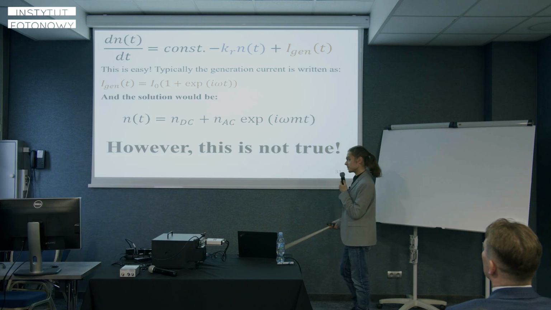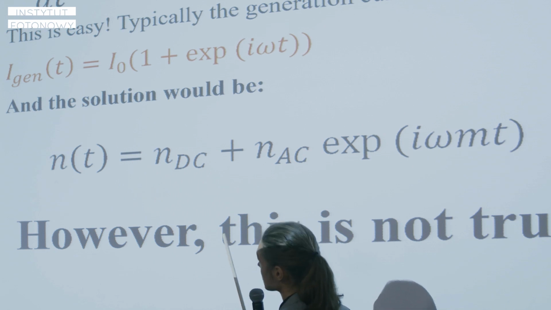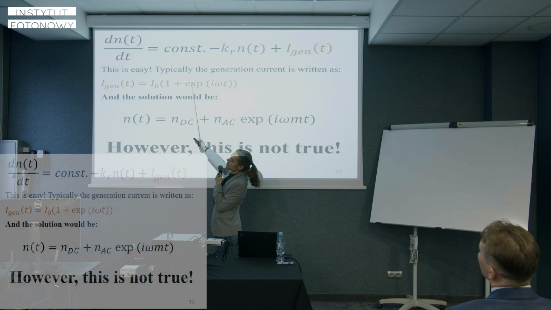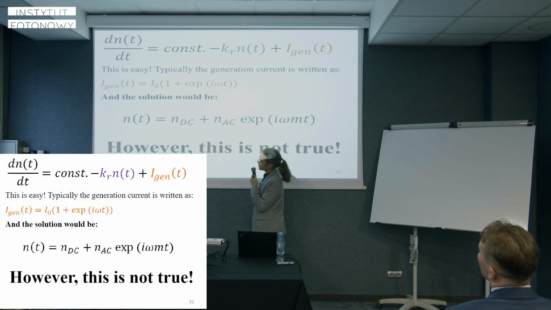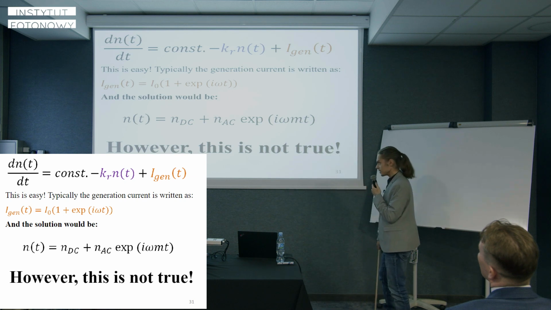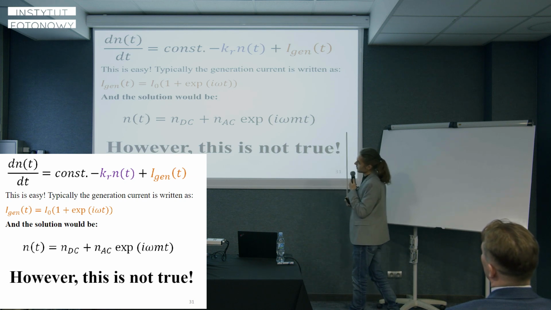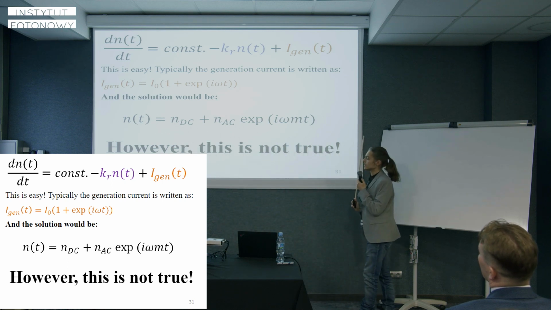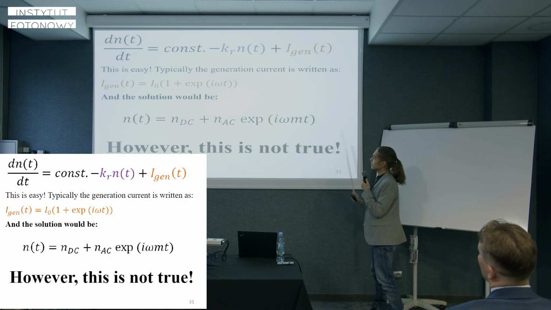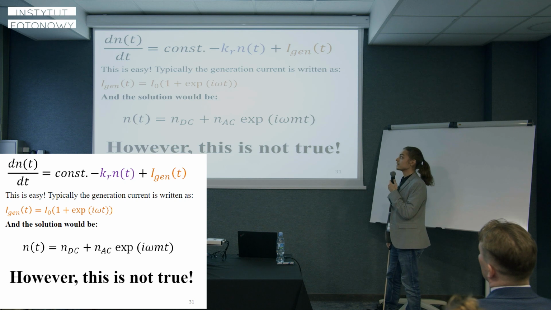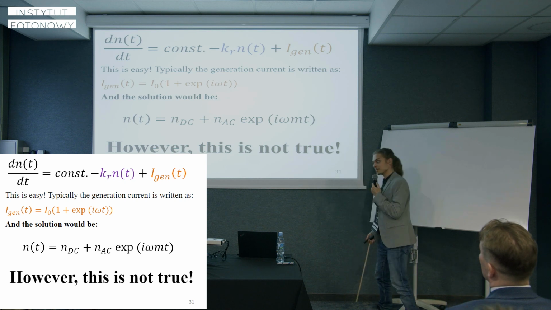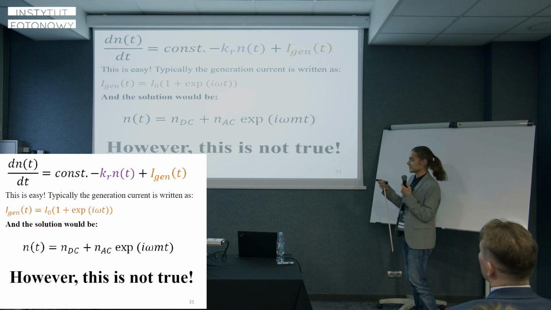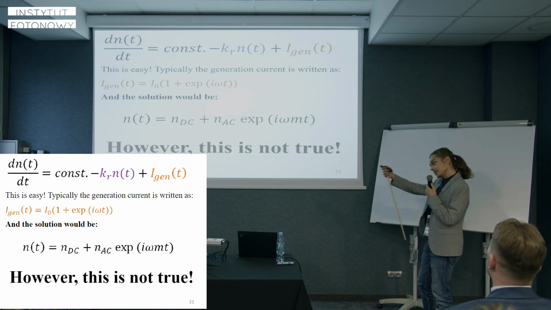And typically in the literature, as Professor Rösch has shown, this kind of generation current equation is used as an input. And if it is true, then we get a solution for time-dependent electron density like this, again a simple exponential. But it is not true. This is my claim, that it is not true. Because this is a linear approximation embedded here, because from the single harmonic I get the single harmonic.